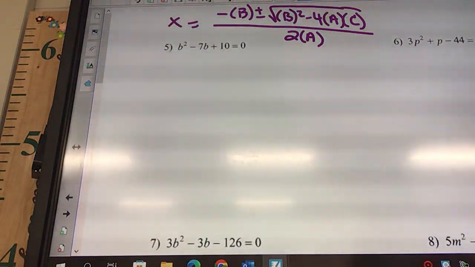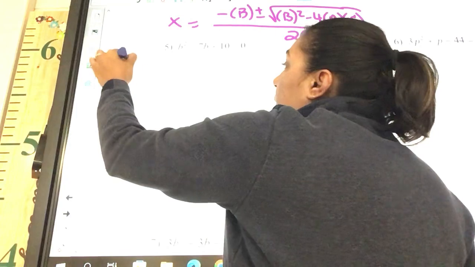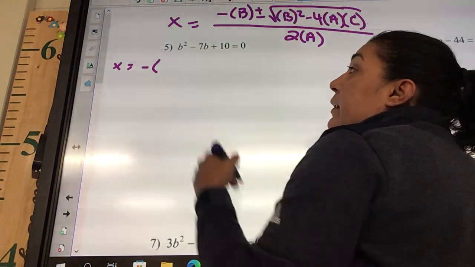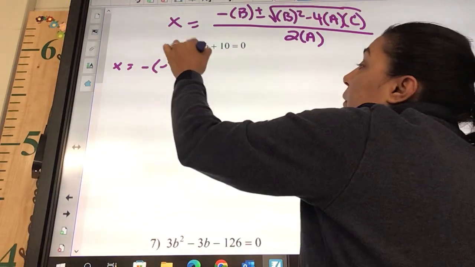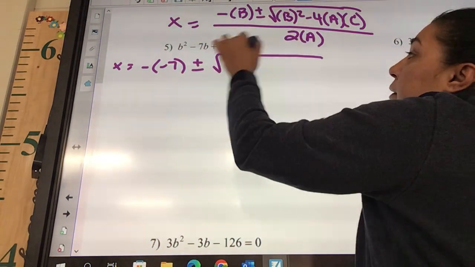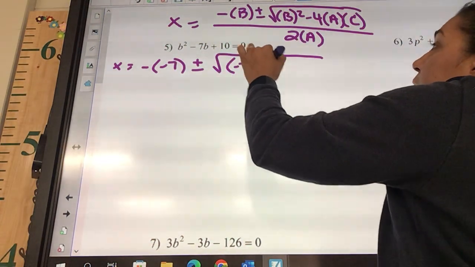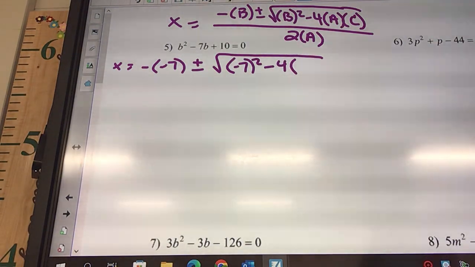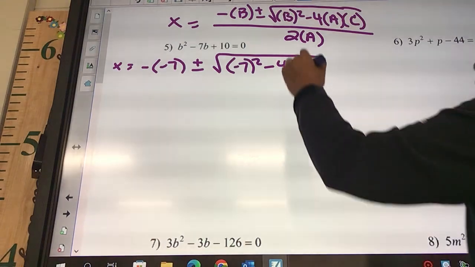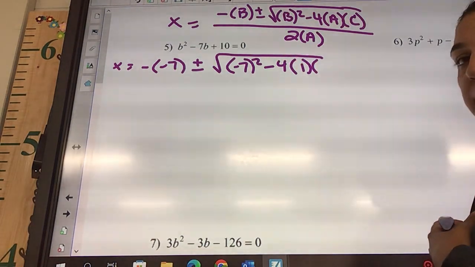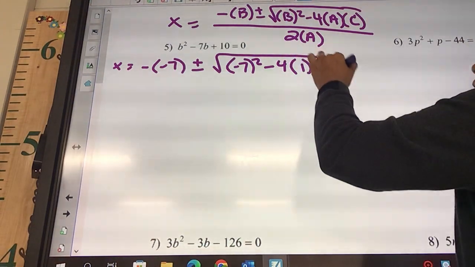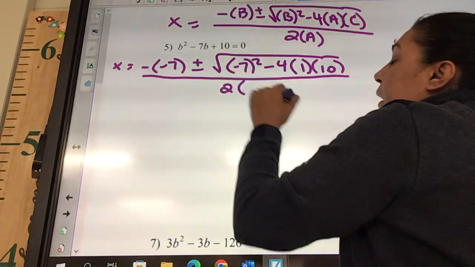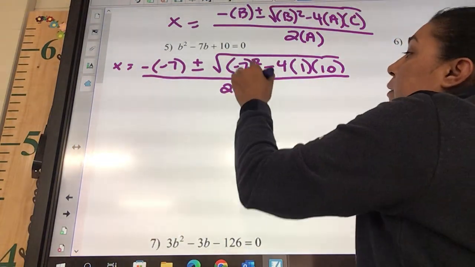Okay, so I got x equals negative, my b in this case is negative 7, plus or minus the square root of negative 7 squared minus 4. What is my a? My a is 1. And my c? My c is 10, all over 2 times my a. My a is 1.